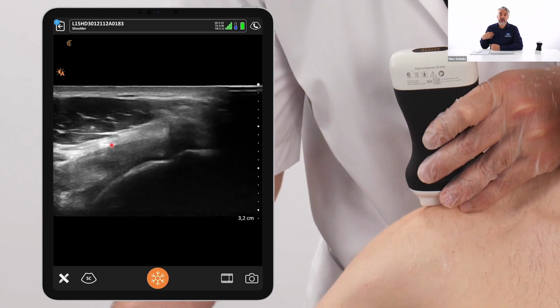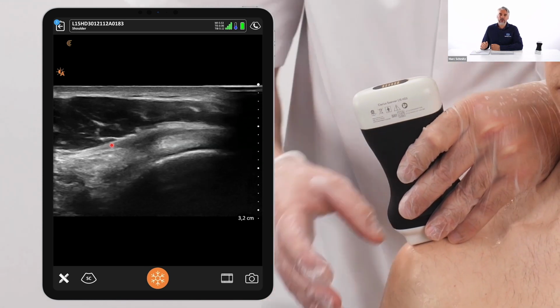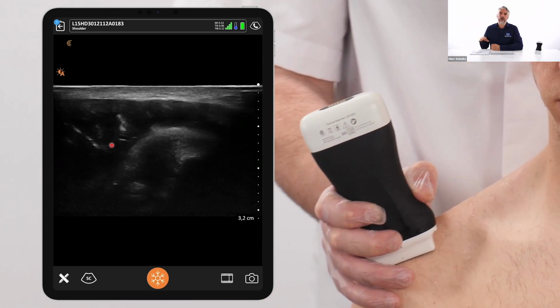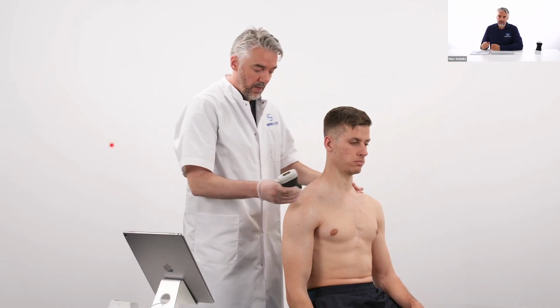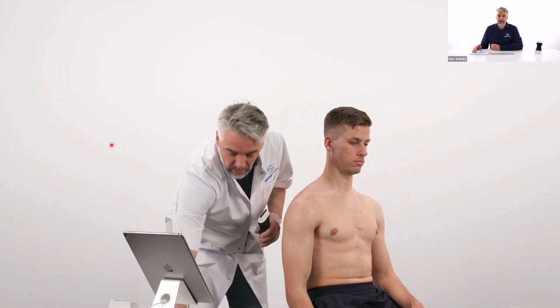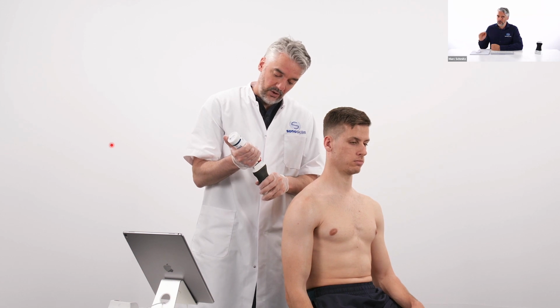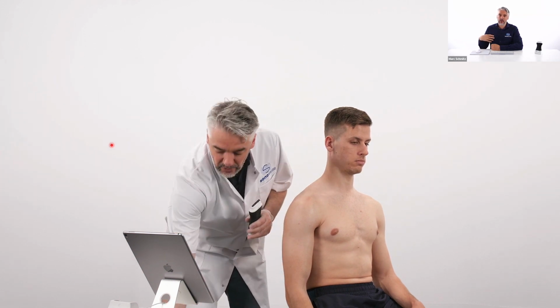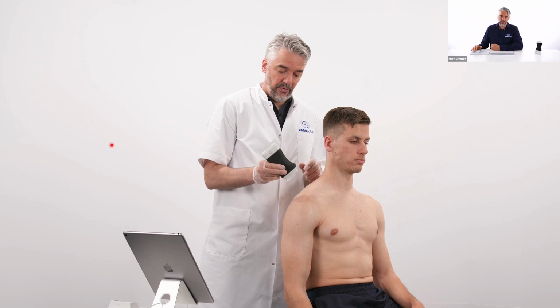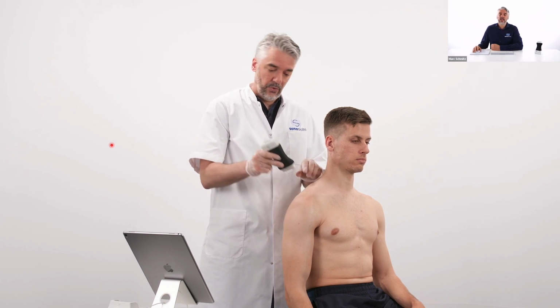This, to me, is not part of the most foundational protocols. I made it foundational because I think this is much more relevant than looking at the acromial impingement. Many more patients have a coracoacromial ligament impingement. So that's much more relevant.